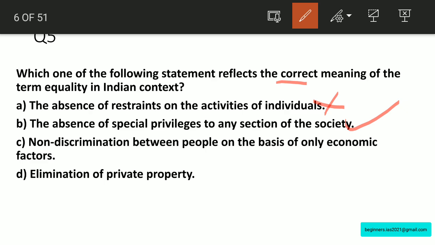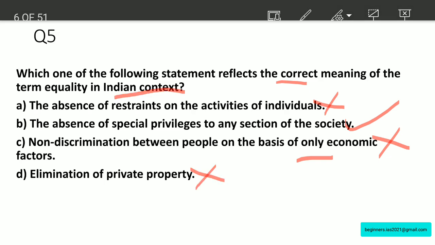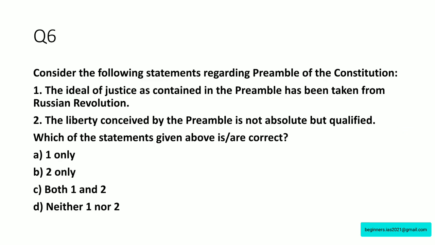If you take statement number 3, equality means non-discrimination by all the factors like social, political, economic factors, not just economic factors. Here it is given only economic, therefore this statement is wrong. If you take the last statement, the elimination of private property that is propounded by communism, where it is guided by the ideology of economic equality, it is not followed in India. Here it is mentioned as Indian context. Therefore, this statement is wrong. So let us move on with question number 6.